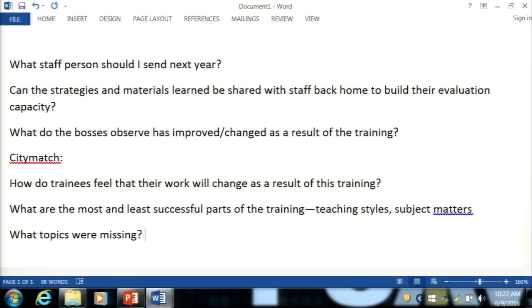So we'd have to figure out what does that mean, missing how? Missing from just day-to-day work, from specific programs, a particular area of impact. But yes, we could probably do that.